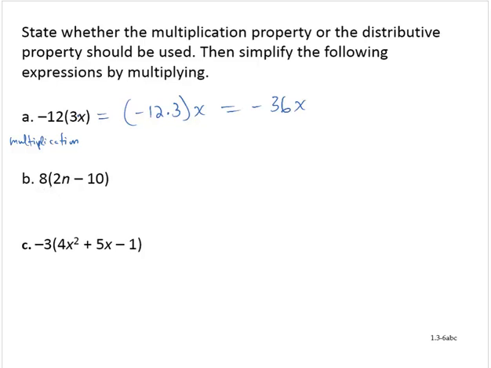8 by the quantity 2n minus 10. So notice here we have a subtraction in that quantity and we're multiplying on the outside. This is a situation where we need to use the distributive property. And so we would write 8 by 2n minus 8 by 10. And now using the multiplication property, 8 times 2n is 16n minus 8 times 10, so minus 80.